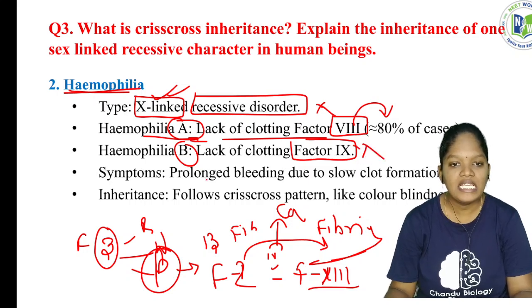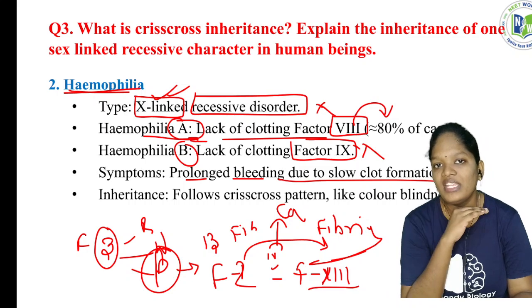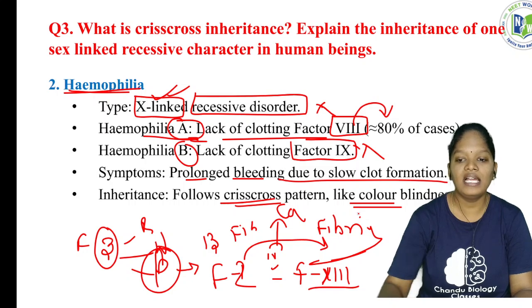What will be the symptoms? Prolonged bleeding due to slow clot formation. The clotting will be very slow. The inheritance again follows the crisscross pattern, just like color blindness.